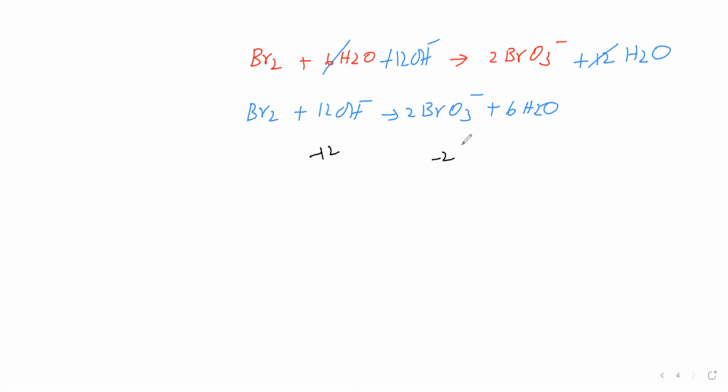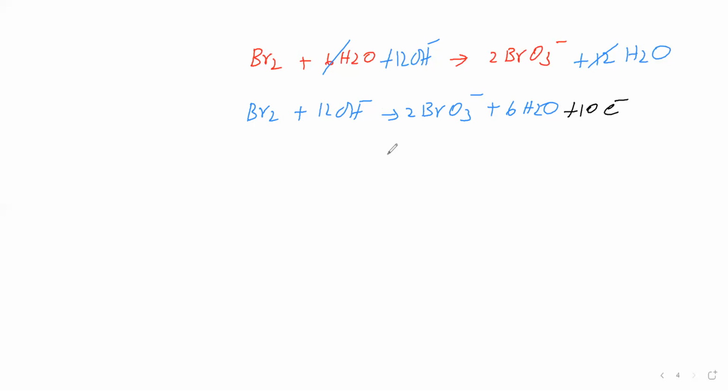Balance the charge by using electrons. Therefore, here add 10 electrons. 10 electrons means minus 10. Here minus 2 is there, so minus 12 on this side, and this side also minus 12. So we can say charge is balanced. It is an oxidation reaction. Oxidation means loss of electrons.